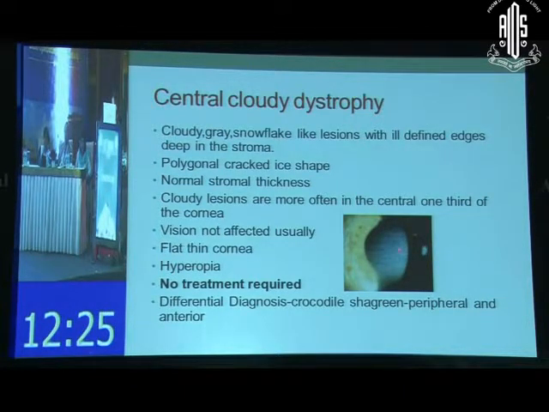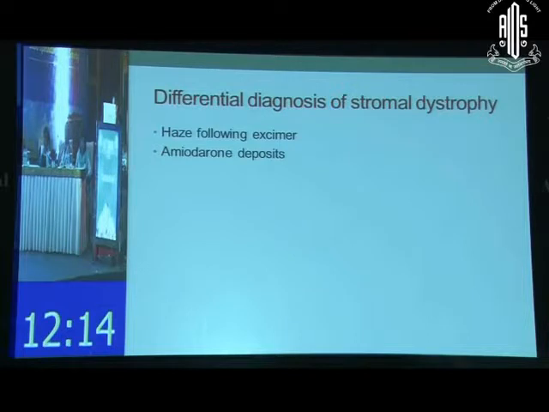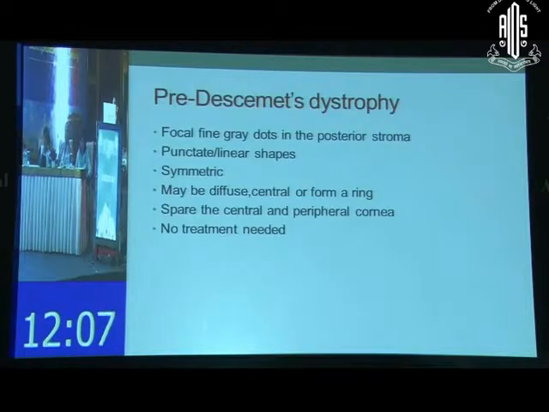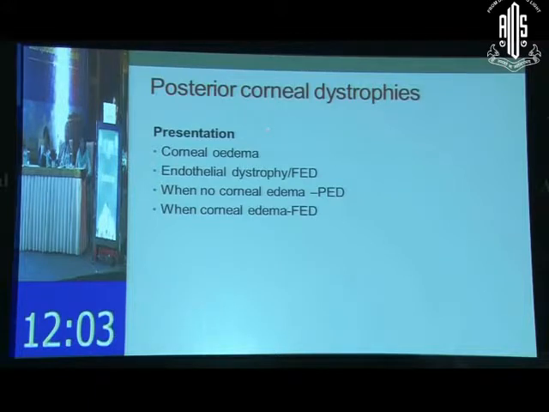The important thing is that when a patient has come to you for phaco, you happen to see these kind of cloudy deposits in the cornea, no treatment is needed and a simple phaco would suffice. The differential diagnosis of stromal dystrophies could be haze following eczema or amiodarone deposits. Other dystrophies to be known are pre-Descemet dystrophy, and then comes the posterior.